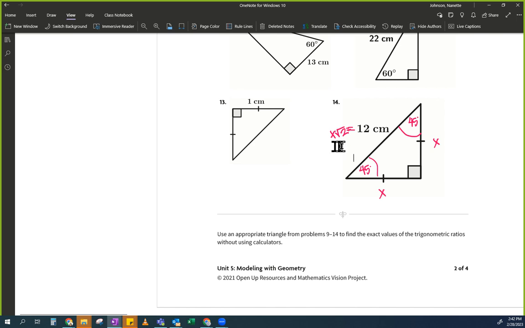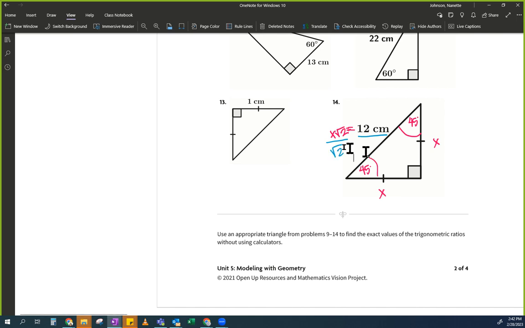Let me ask a different question. What's happening between x and root 2? Yeah, it's multiplying. So how do you get rid of multiplying? Yes, very good. Divide by what? What am I dividing by? Yeah, root 2. Good job.